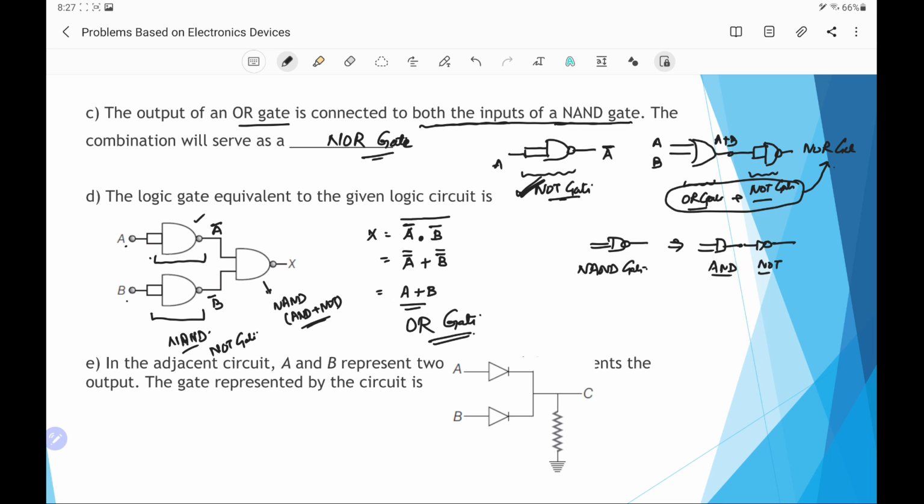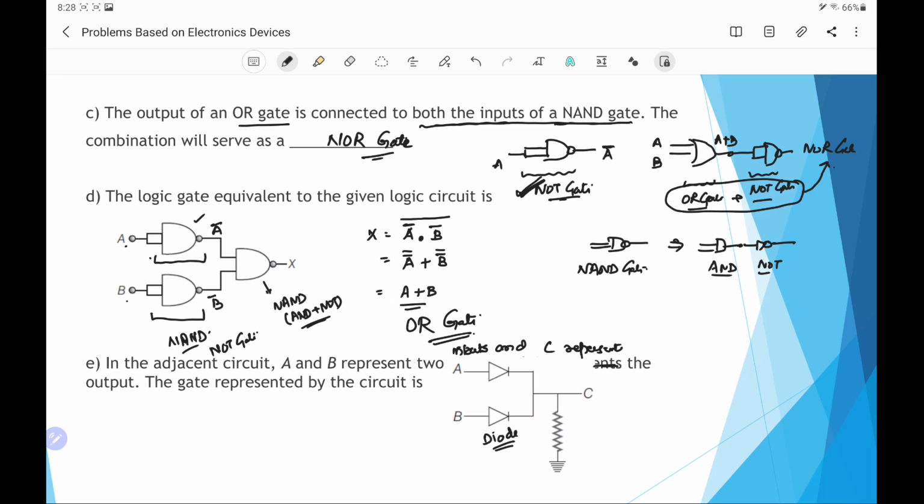Next part, in the given circuit, A and B represent two inputs and C represents the output. The gate represented by the circuit is? Here A is the input and this is a diode.